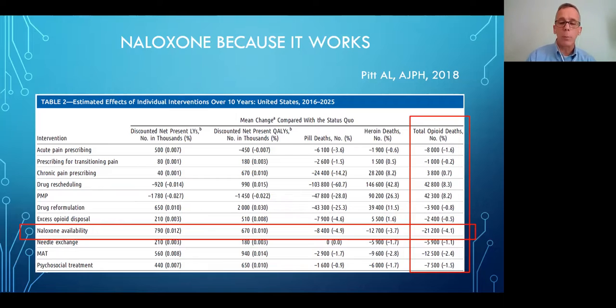So if a person is using opioids and at risk for overdosing, how are they or their family members or loved ones supposed to get it?